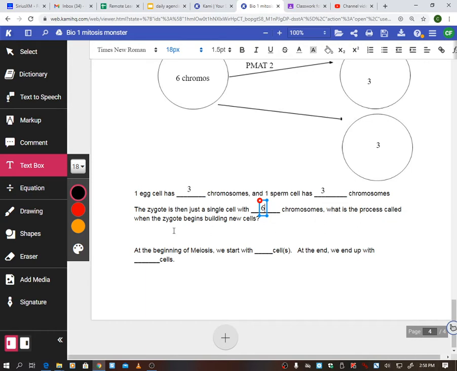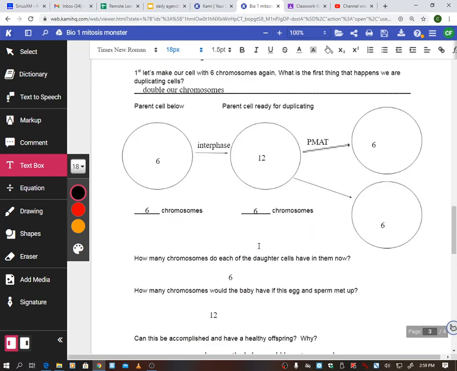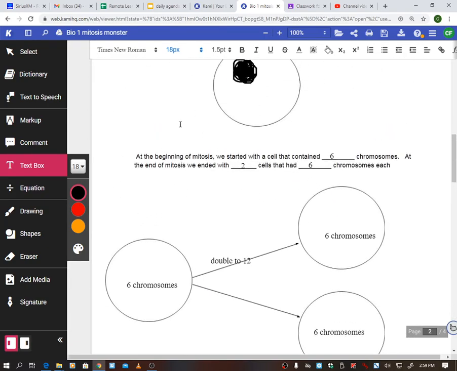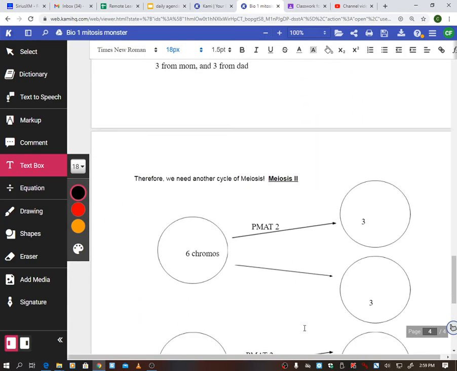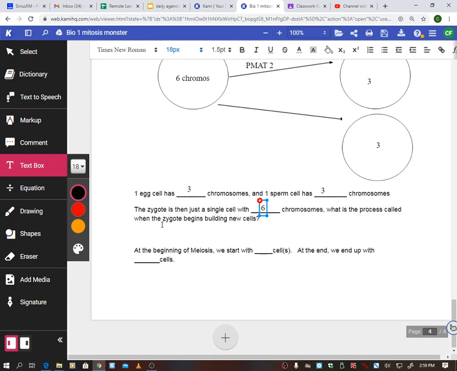What is this process called when the zygote begins to build new cells? Because all of you started out as a single cell. You were a single egg cell, egg and sperm came together, and you were one cell with 46 chromosomes. Then you started building more and more and more cells, and the building of these body cells, like what we did up here, that is called mitosis. So the building now that these little babies are going to do is called mitosis.